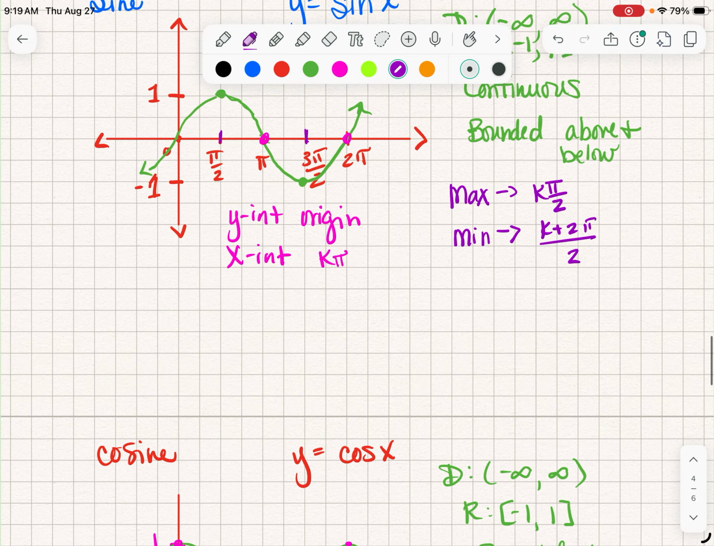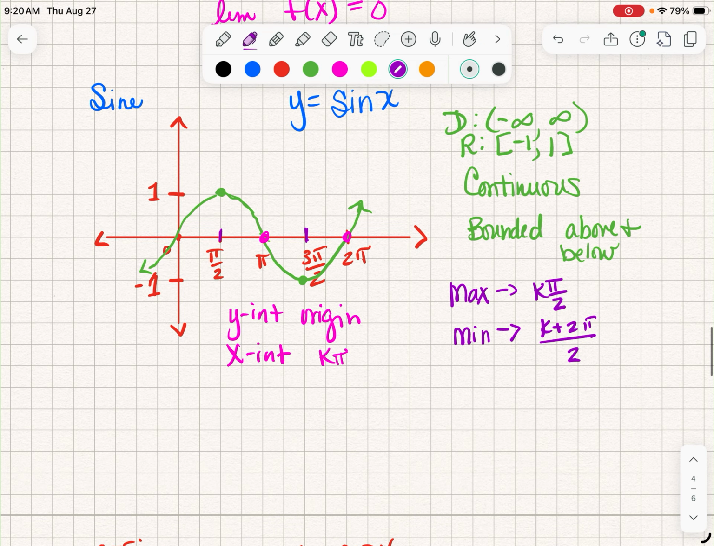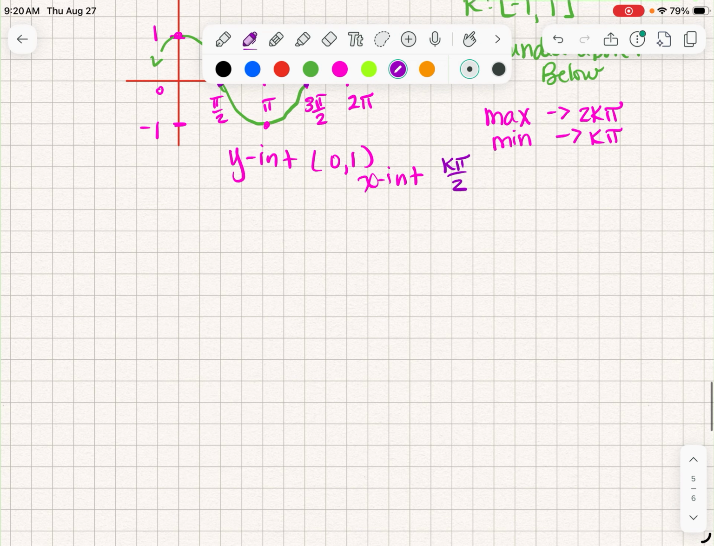I think I hit on everything. Yes, because there are no asymptotes. Yep, I got all those. Sine, cosine. There we go.